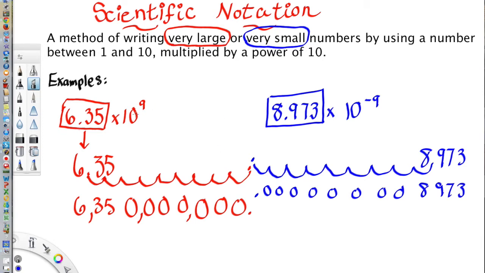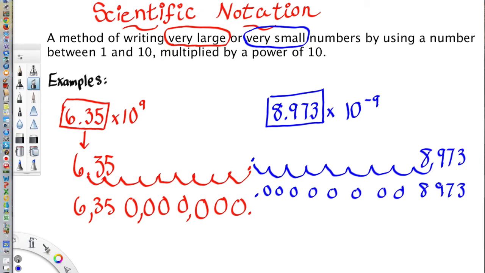So just to sum this up, anytime you have scientific notation, if you have a positive exponent, that exponent tells us how many places we're moving the decimal point to the right to make the number larger. And if you have a negative exponent, that negative exponent will tell us how many place values you must move the decimal point to the left to make it smaller.